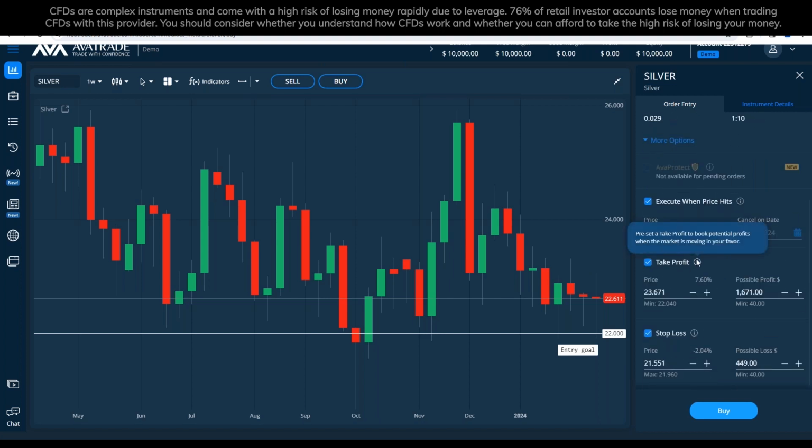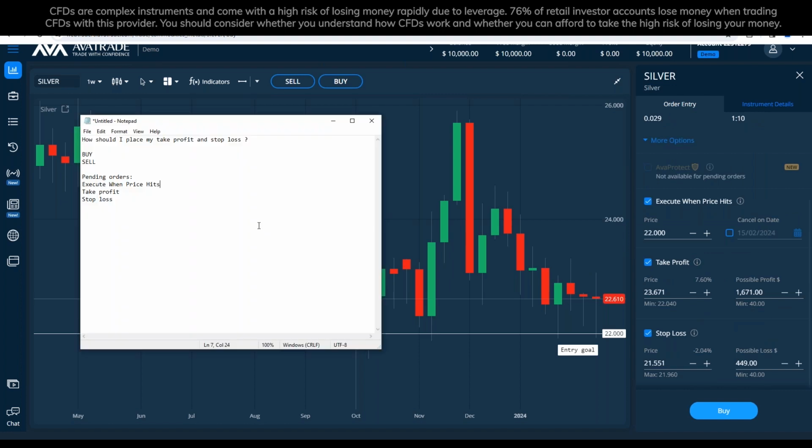Now, going back to the original question, right? The original question was how can I place the take profit and the stop loss? I guess the question is not about the functionality, it's not physically how to place them, it's to know how to do it correctly, how to place them correctly.